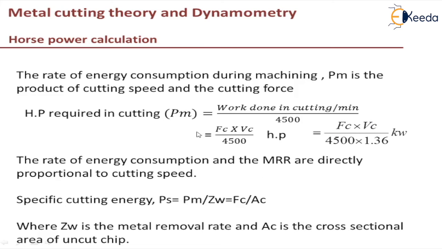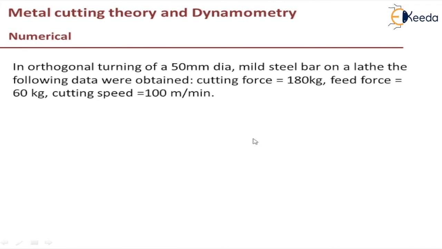We can write this equation in this form also, if we want the motor power requirement in kilowatts. That will be equal to Fc into Vc by 4.5 K into 1.36. So we will get it in terms of kilowatts. We will see one numerical regarding this.